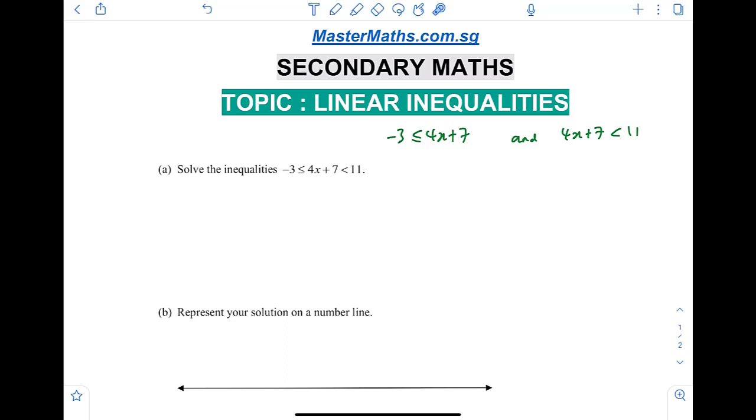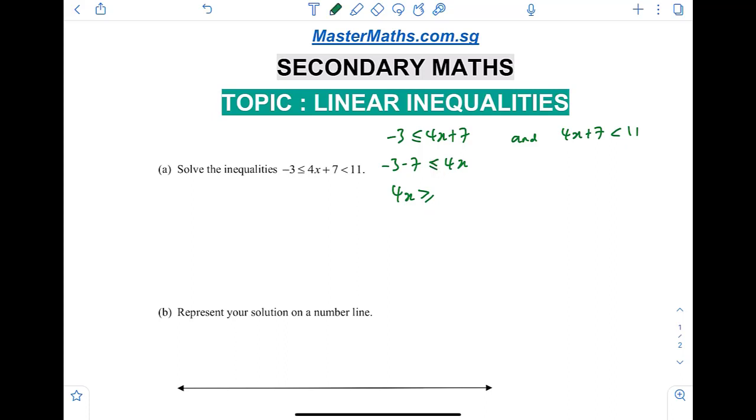What we do is we try to keep the x on one side and bring the numbers over. So 7 brings over and becomes negative 3 minus 7. Retain the direction of your inequality. It's pointing towards 4x, so point it towards 4x. You can still write it like this, pointing towards 4x. It's fine, as long as your direction is retained, it's okay.